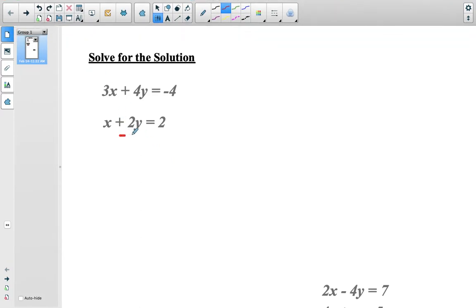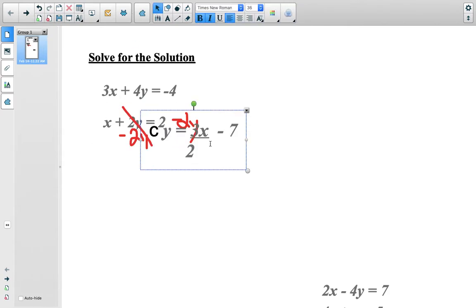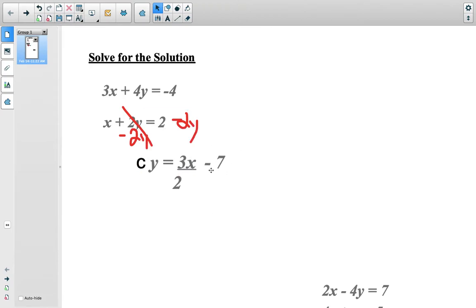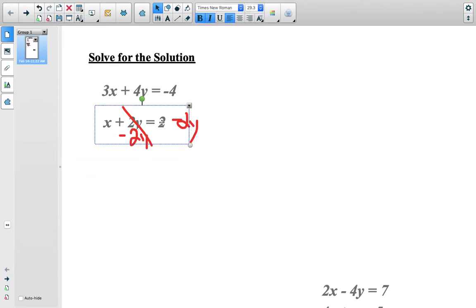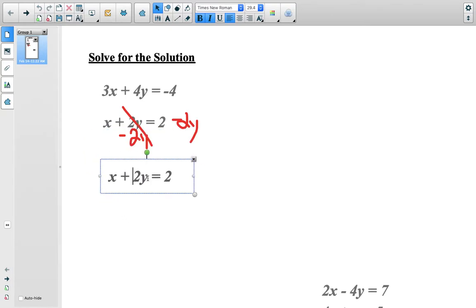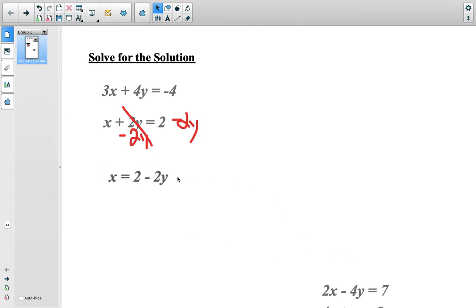The opposite of adding 2y is subtracting 2y. And what I do to one side of an equation, I'm going to do to the other side. So I'm going to subtract 2y here. These are opposites, and what I end up getting is x equals 2 minus 2y. It doesn't matter if you put the y in front or after.